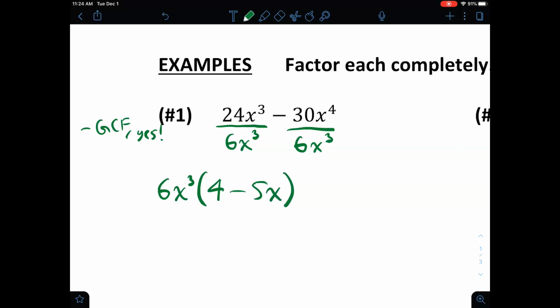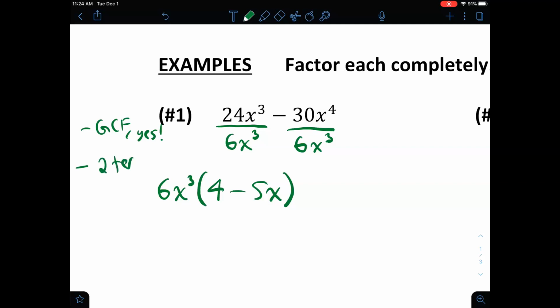Okay, we did have a GCF. We also want to check inside the parentheses to see if that's also something we can factor. So we have 4 minus 5x. Are either of those perfect squares? Well, 4 is a perfect square because that's 2 times 2, but is 5x a perfect square? What's something you can multiply by itself to get 5x? Well, you can't, right? It's not like 16 or 9. So this is actually where we're going to stop.